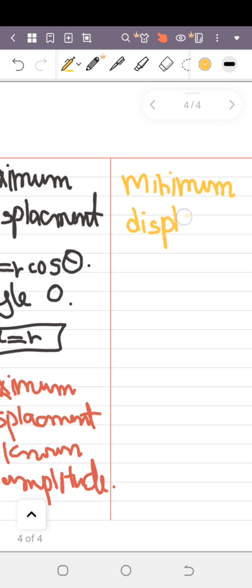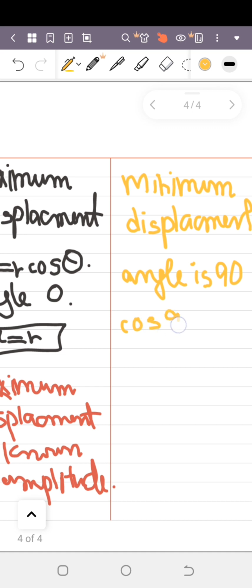Minimum displacement. Minimum displacement is when the angle is 90, which means x and r are perpendicular to each other. The angle is 90, and you know that cos 90 is equal to 0. Cos 90 is equal to 0. So when 0 is multiplied with the whole term, it will be 0. So displacement will be 0, and 0 displacement is the minimum displacement.